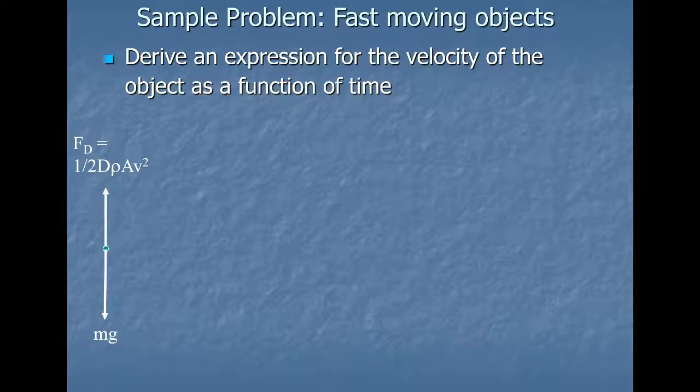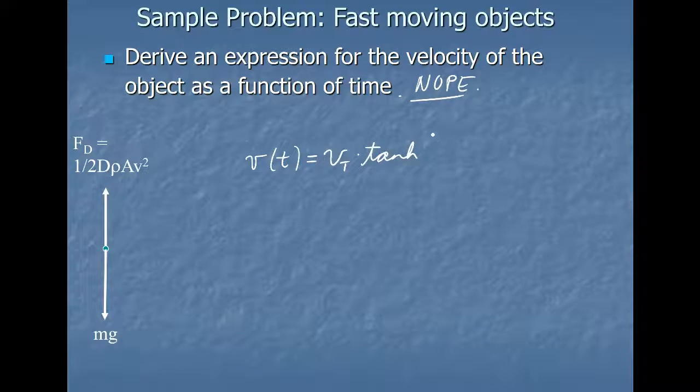Okay, so that's not too tough. Now the tough part is this last one. Derive an expression for the velocity of the object as a function of time. And we are going to nope our way out of this because this is going to involve some crazy math. I'm going to give you the answer, but you're typically not going to see this on an AP problem. It's going to be vt times the hyperbolic tangent of gt over vt.